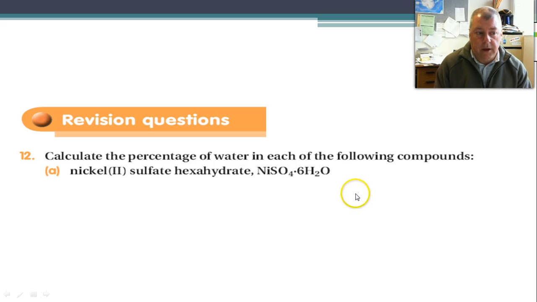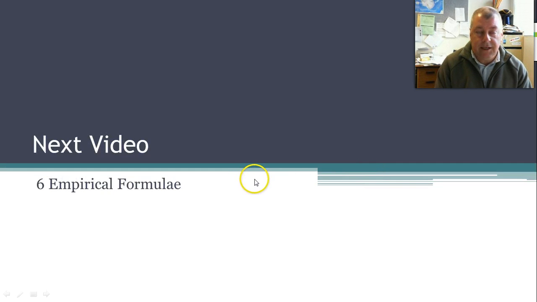You should be able to have a go at an example and get your head around what you have to do and get the right answer, hopefully. Now in the next video we'll be looking at empirical formulas.